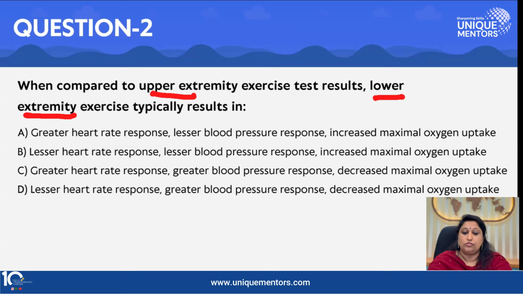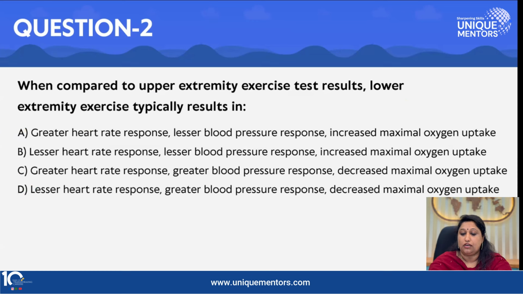Now, here you can see 4 options. Regarding the heart rate responses, you have greater heart rate response for option A and option C. So immediately you can rule out options A and C. Now you have 2 options to compare, that is option B and option D.